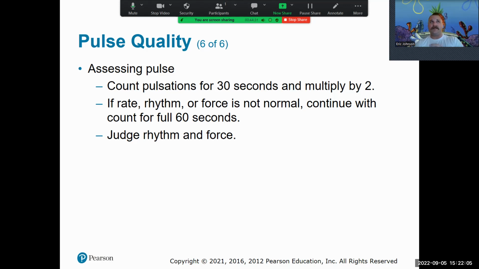And if their heart rate is abnormal, too fast, too slow, if the rhythm is irregular, or if force is not what we would expect it to be, it's very weak, it's very hard to palpate, that can indicate a larger problem. And that would indicate that we need a larger scope of information.